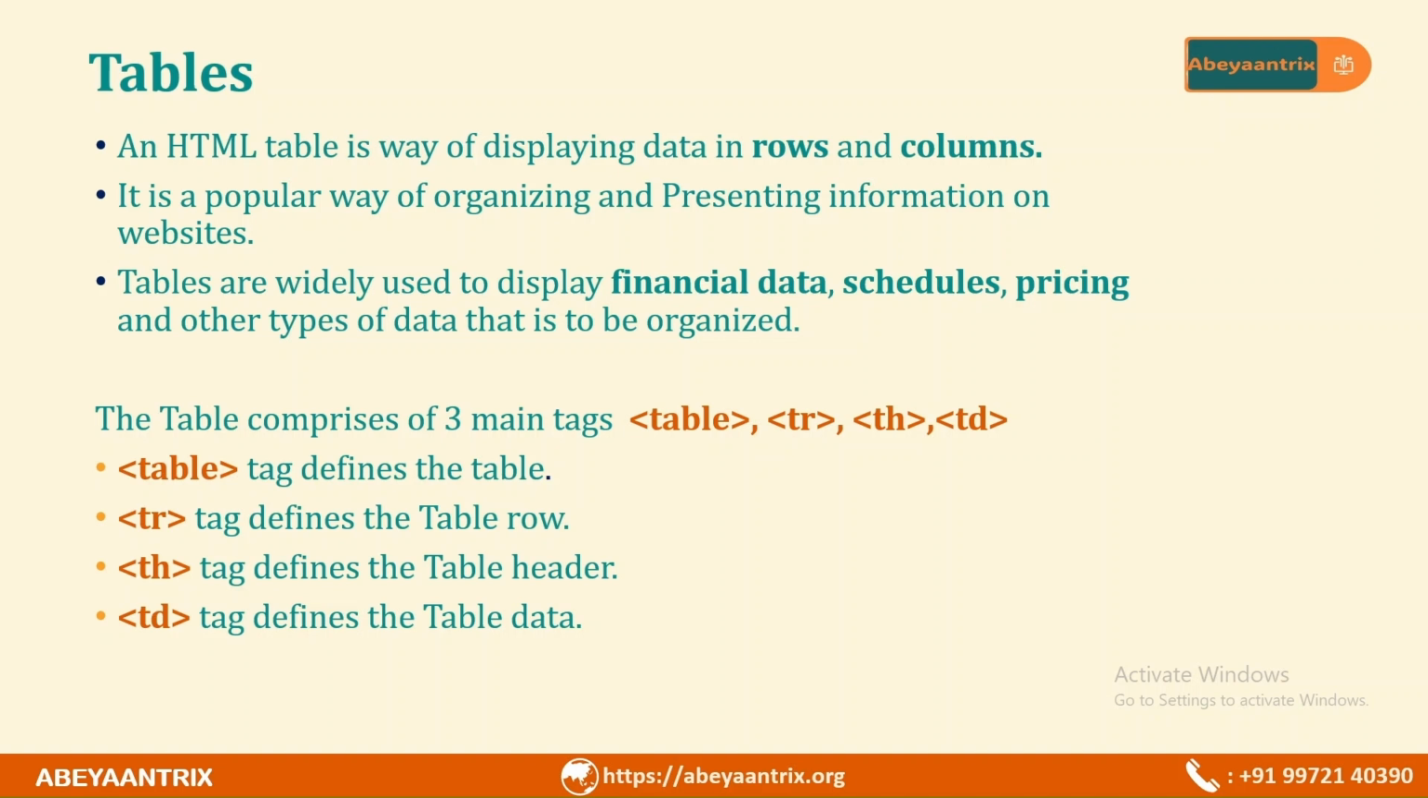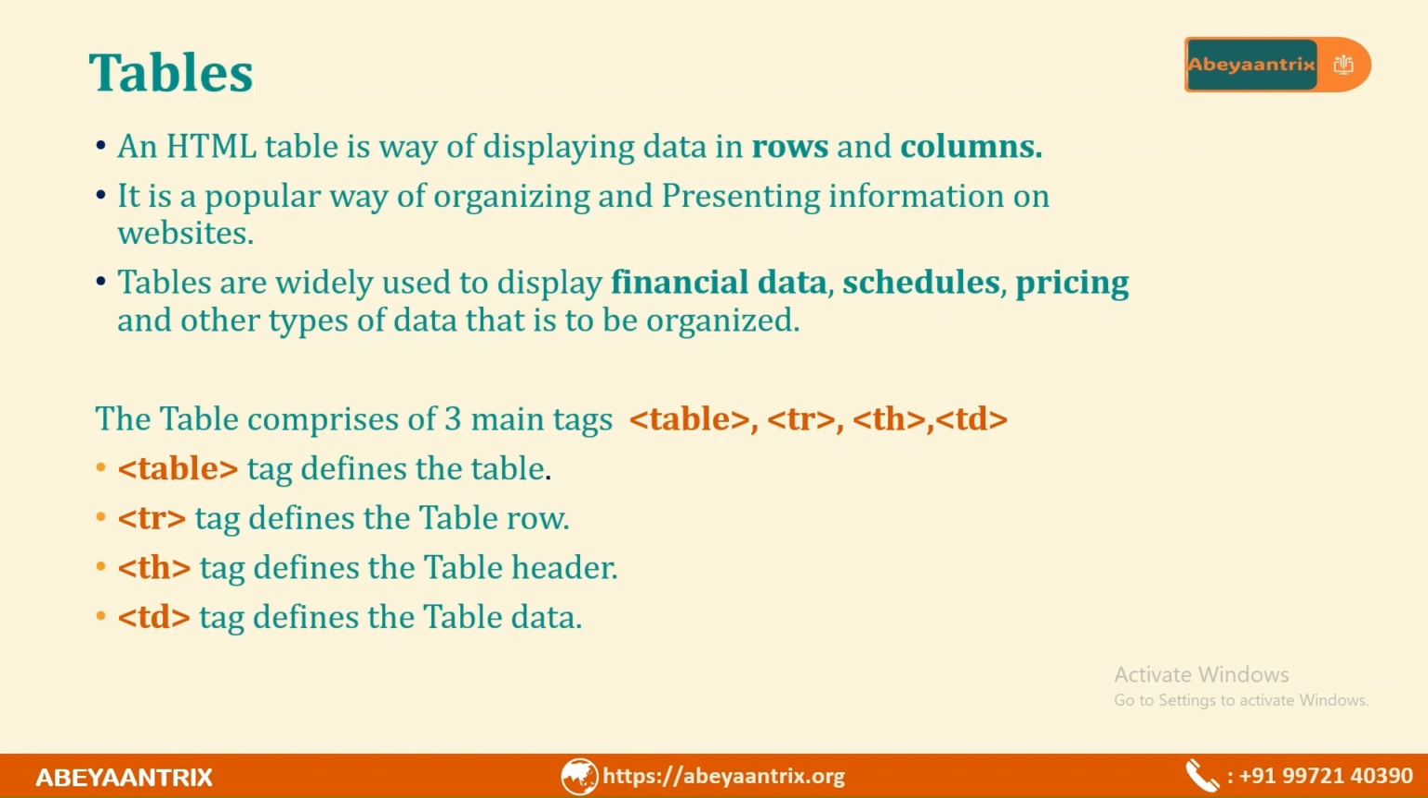Remember this simple hierarchy: a table contains rows, and rows contain header cells or data cells. Okay, so now you have understood. Inside the table we have rows, and a row contains the table header and table data. Each of these in a row we call a cell.